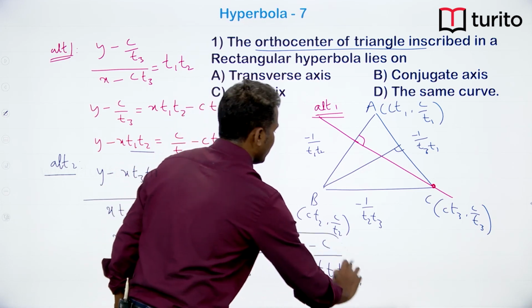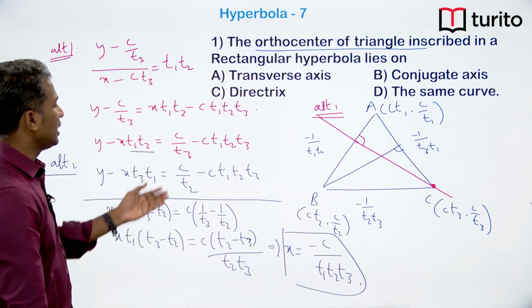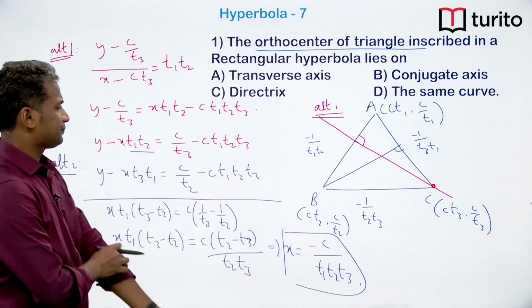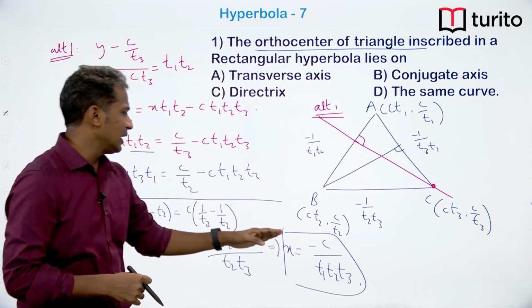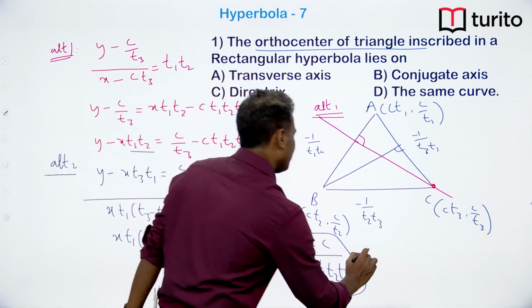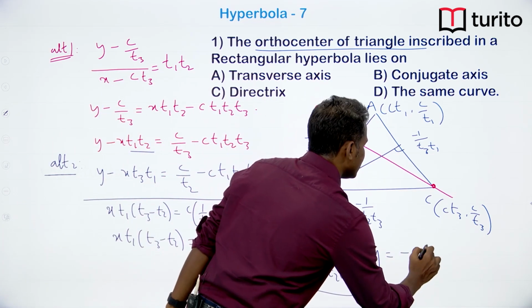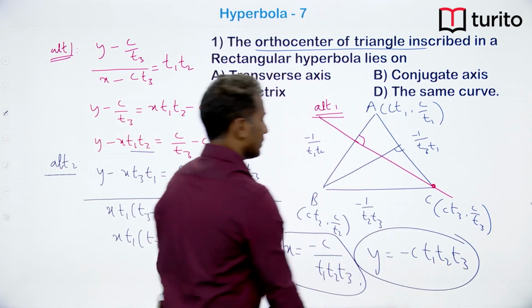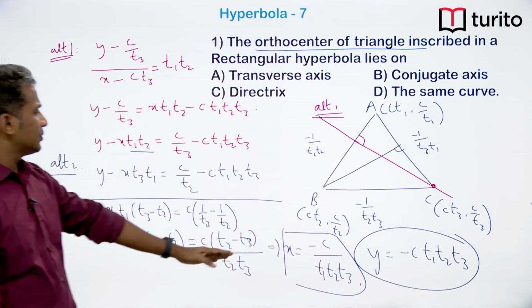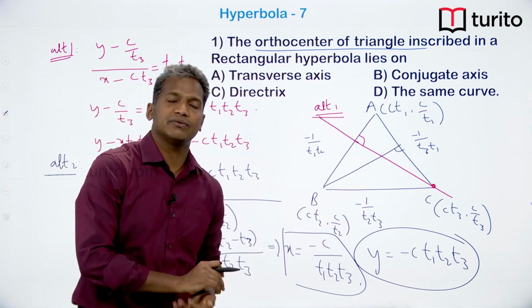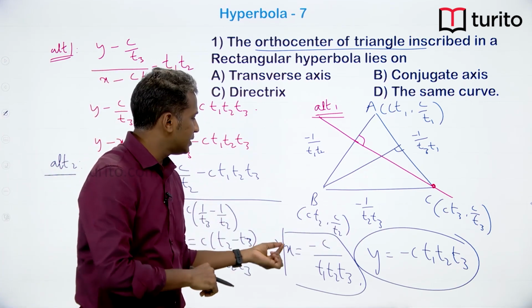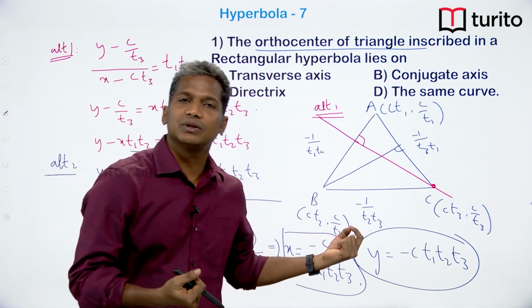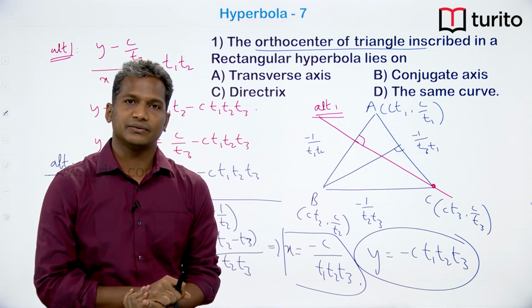See, we already got x. Now similarly we can also get y. So if we just substitute it here anywhere, we will get y to be equal to minus C into T1 T2 T3. So here if you observe, x into y is c square only, which means the point lies on the rectangular hyperbola itself.